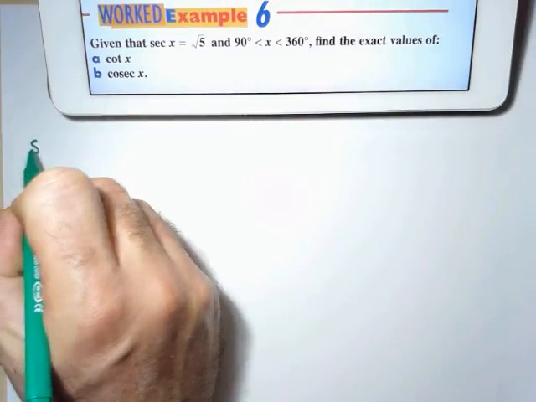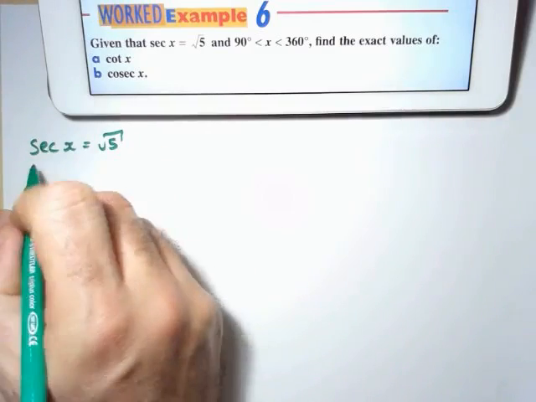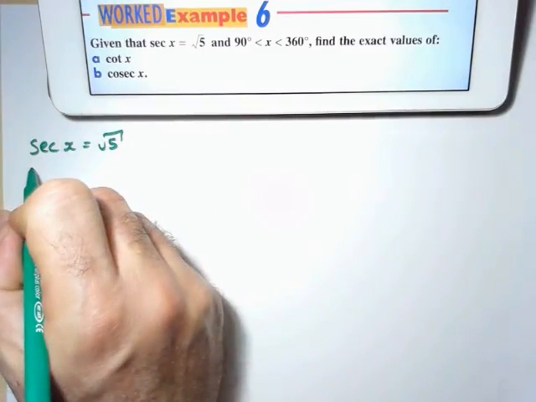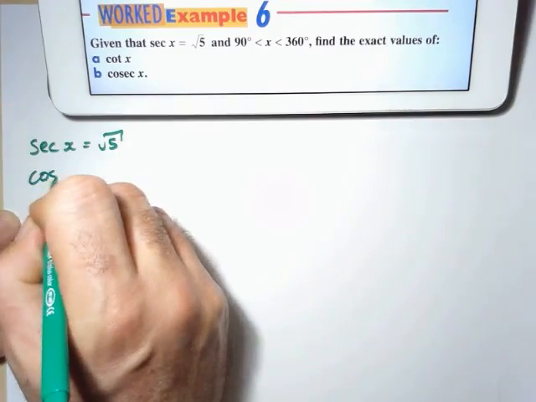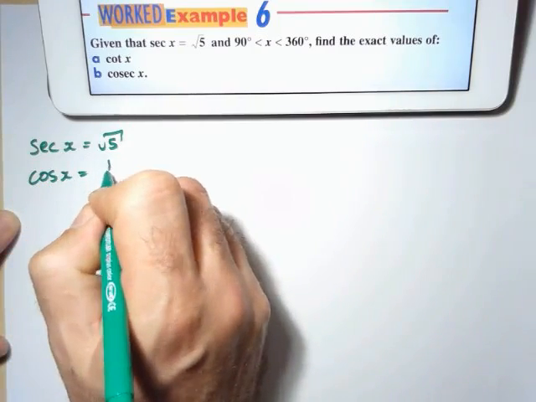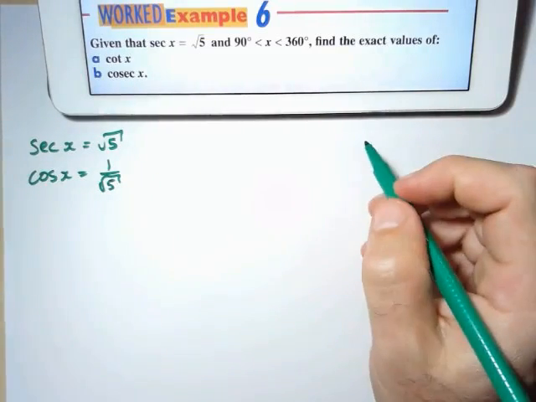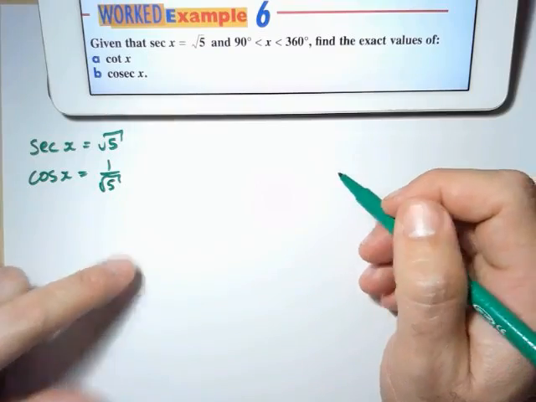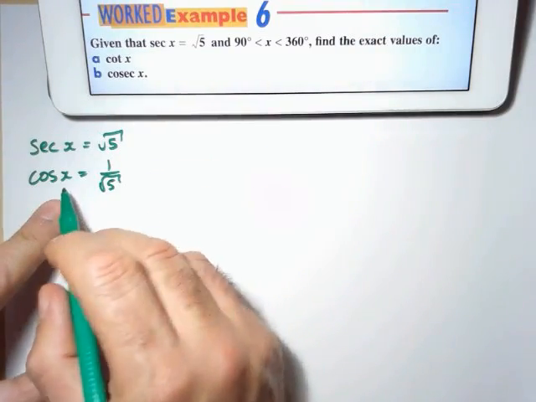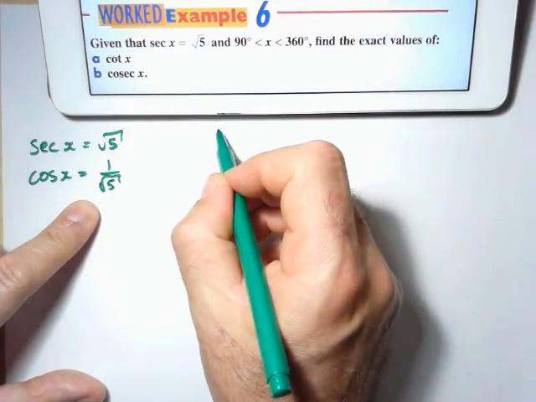If I have sec of x equals square root 5, I can change that and say the sec of x is the same as the inverse of cos of x, so cos x is 1 over square root 5. It all depends if they say with or without the use of a calculator. If they say find exact values, I can still do it. I say cos of x is 1 over square root 5, and I draw my cos diagram over here.